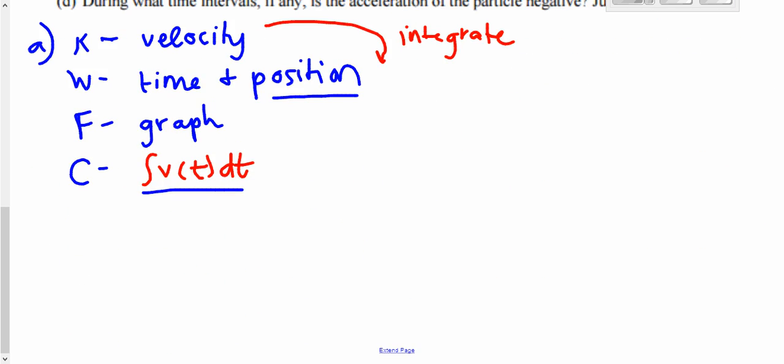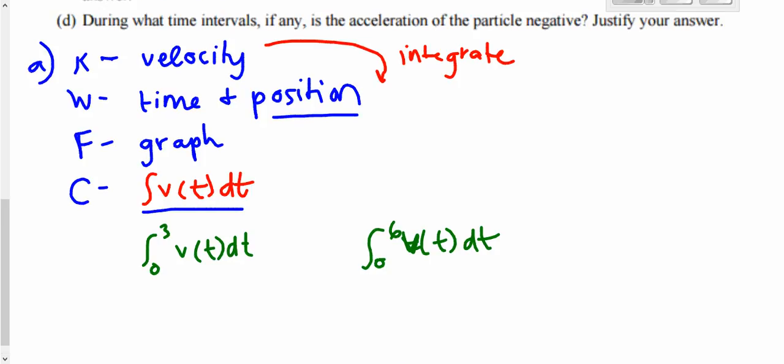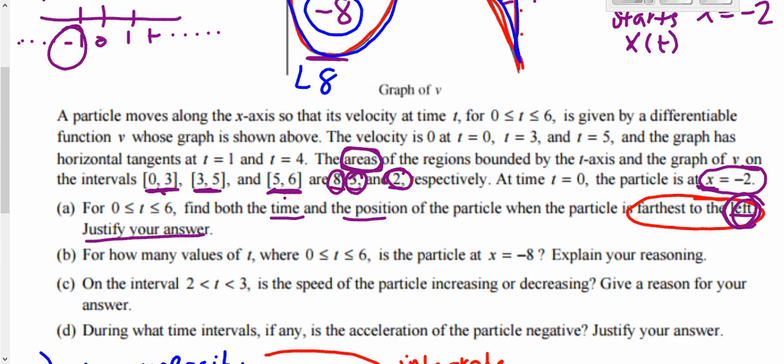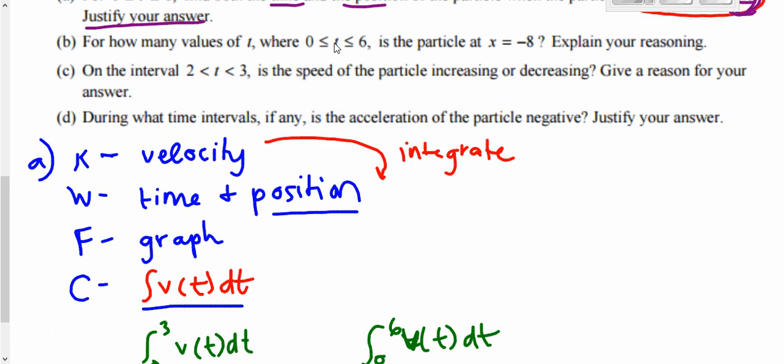So our 2 candidates here for the farthest left movement are either the integral from 0 to 3, because that's the first time, of v of t dt, or the integral from 0 to 6 of v of t dt. Well, let's figure out where these are. So, our integral from 0 to 3 is the area from 0 to 3, so that's just -8. The integral is -8.